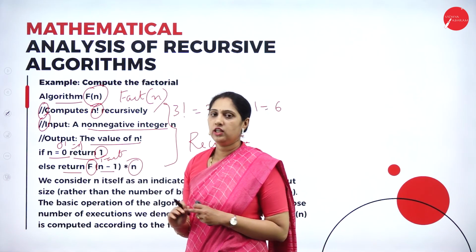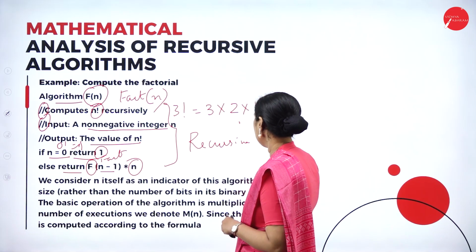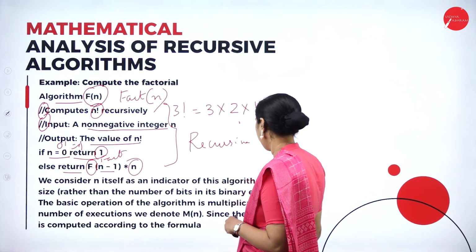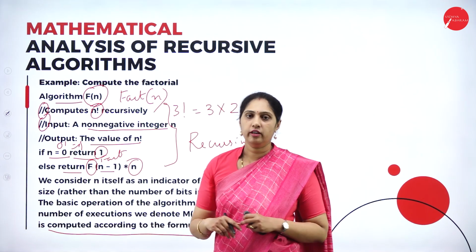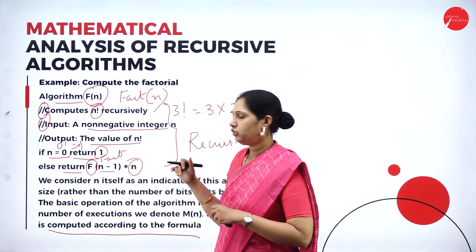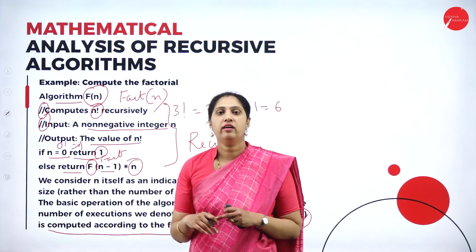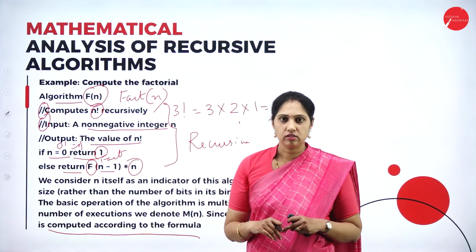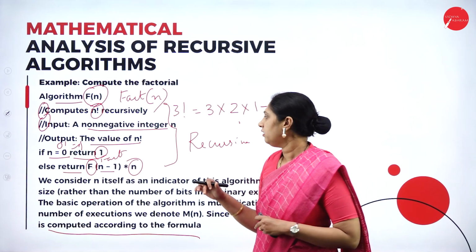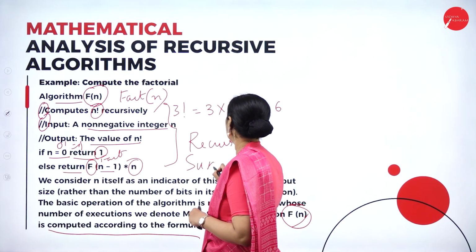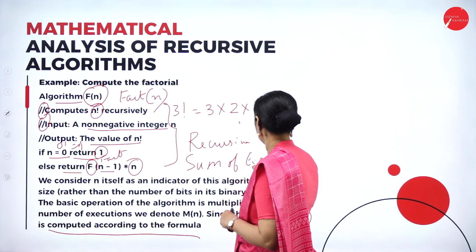So how to consider this? In this, you have f of n, and f of n is computed according to the formula. When we finish this factorial recursion, even here you have some mathematical analysis. Based on the operation we have to consider, we then denote the sum of its expression.